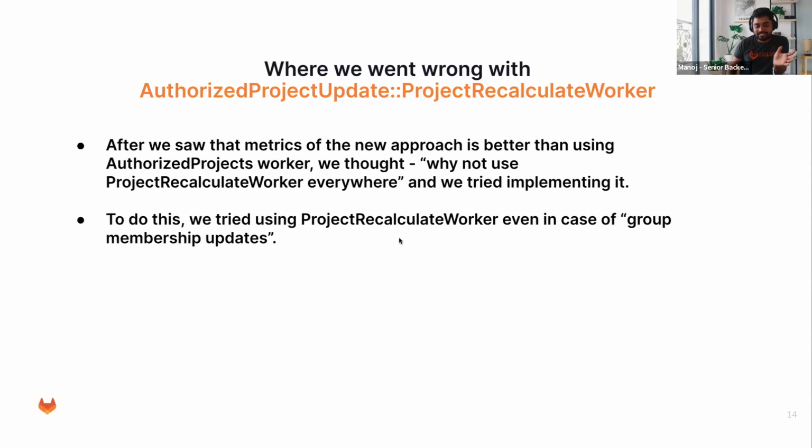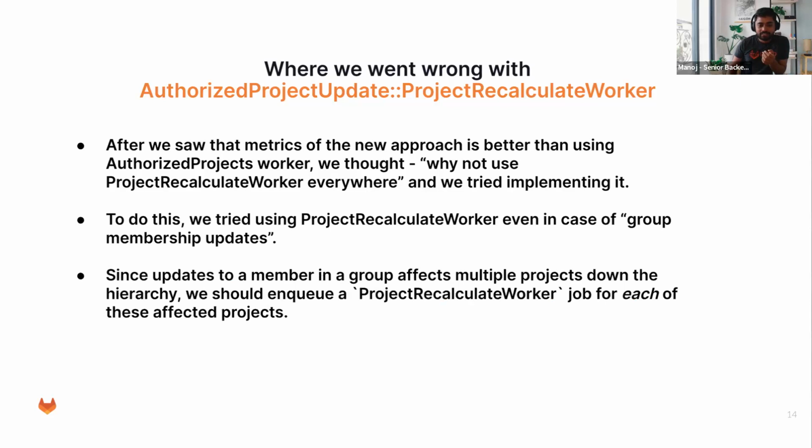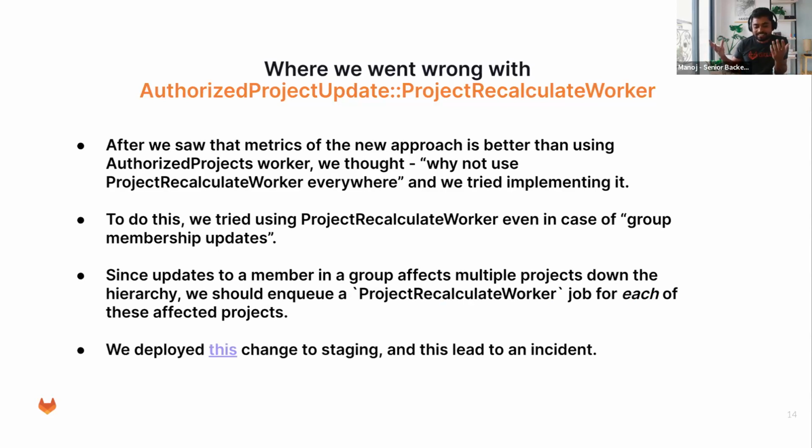To do this, we started shipping Project Recalculator Worker even on group membership updates, which means that when you add somebody to the group, every project under that group should have a new project authorization for this person. If a group has 100 projects under it, this would mean that we are giving rise to 100 different project recalculate worker jobs. But we thought that since the performance of this worker is far better than the legacy worker, it should be okay. And we shipped this change, and this led to an incident.